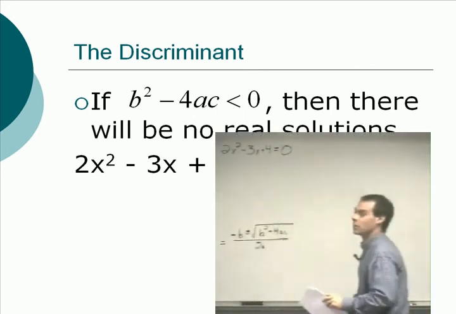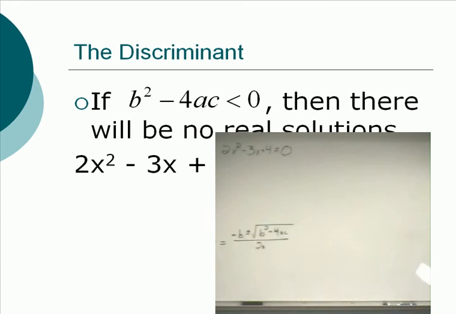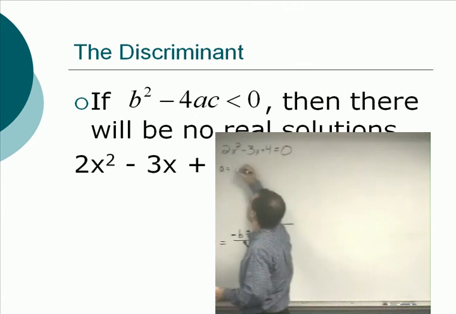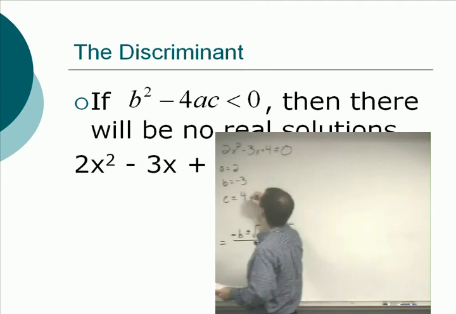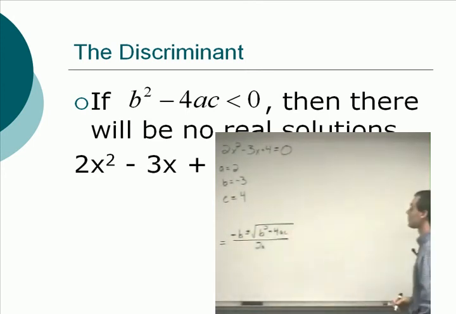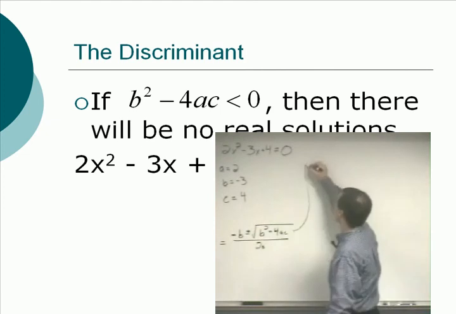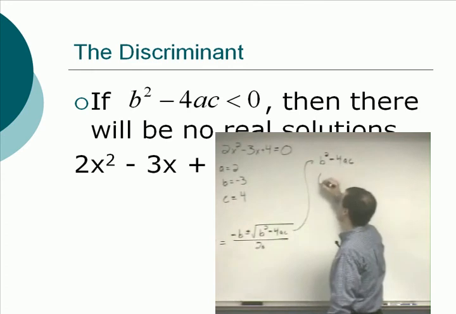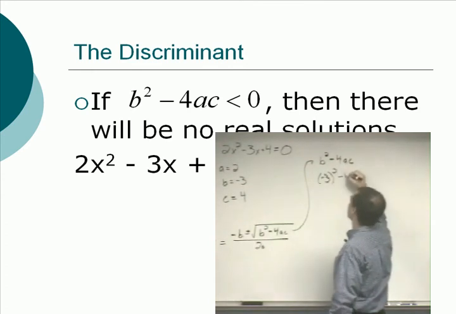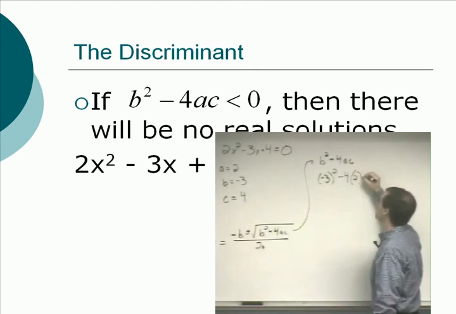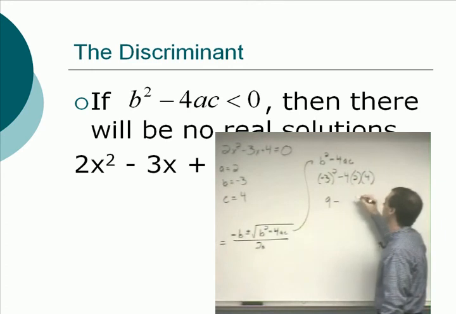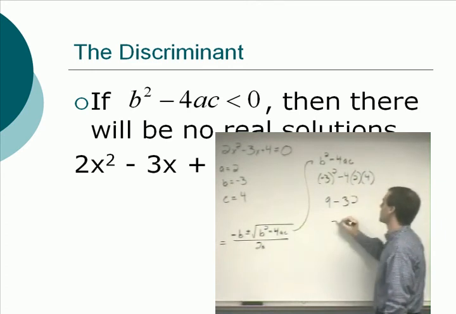Again, this example should be 2x squared minus 3x plus 4 equals 0, an oversight on my part. Here a equals 2, b equals negative 3, and c equals 4. So the value of our discriminant is going to be negative 3 squared minus 4 times 2 times 4. We get 9 minus 32. That's a negative 23.